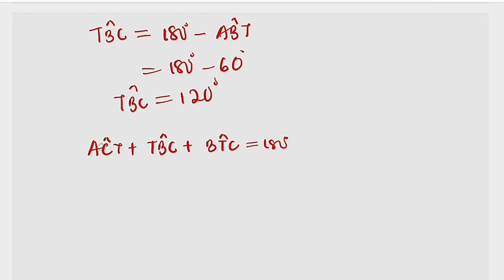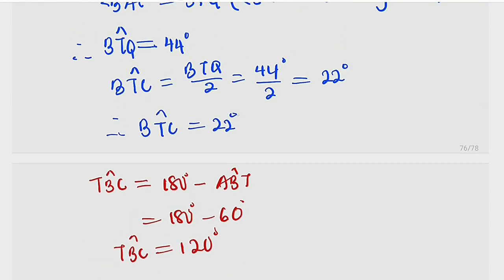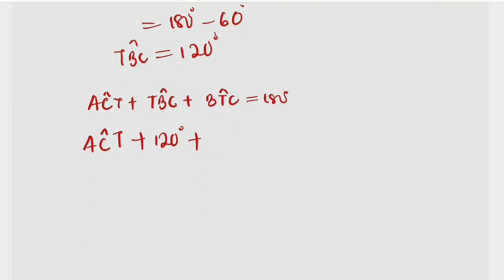So the angle we are looking for is ACT. What is TBC? TBC is 120 degrees. So ACT plus 120 degrees plus, what is BTC? BTC is 22 degrees. We have 22 degrees here. This is equal to 180 degrees.